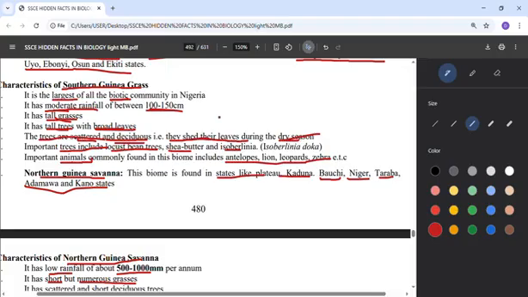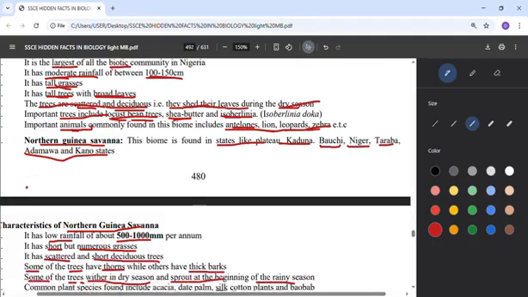The trees you can see in southern Guinea savanna include locust bean trees, shea butter, and isobalena. The animals that are found in this southern Guinea savanna are antelopes, lions, leopards, zebras. So majorly those animals that are in a grass environment. Then after southern is always better than northern.